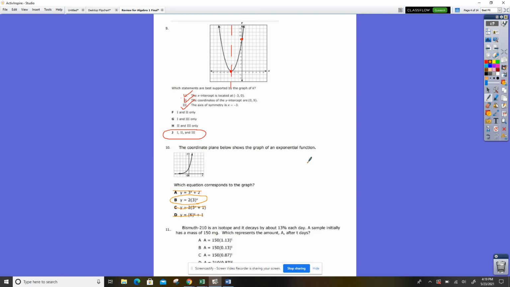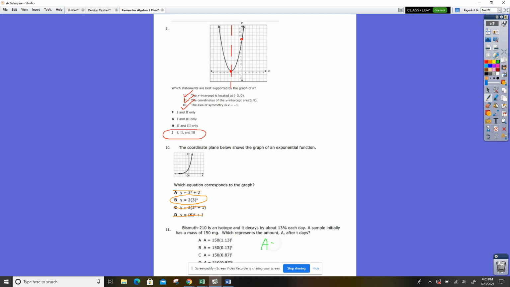Number 11 says bismuth 210 is an isotope and it decays by about 13% each day. A sample initially has a mass of 150 milligrams, which represents the amount A after t days. So we're going to use that same formula we used on the last slide.